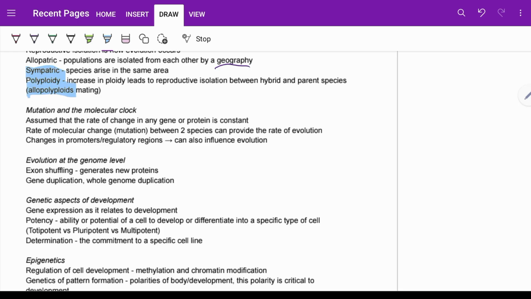Next, the molecular clock. Basically, we assume that the rate of change in any gene or protein is constant, and the rate of this change or mutation between two species can provide the rate of evolution. We can also see that changes in base pairs in regulatory regions can influence evolution because they influence gene expression.